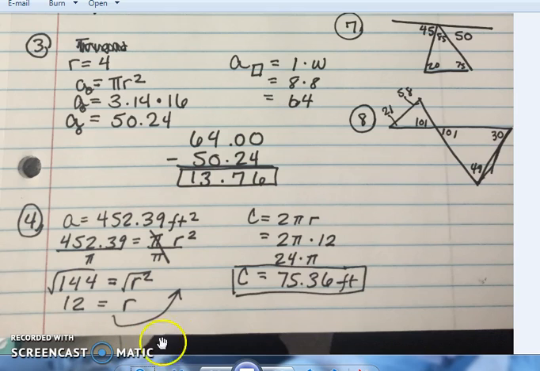So we're going to use the radius to find the circumference. With the circumference formula, it's 2 pi r when it includes radius, and we have 2 times pi times 12. So now we're going to go ahead and multiply 2 times 12, which is 24. 24 times pi is 75.36 feet for the circumference of the circle.